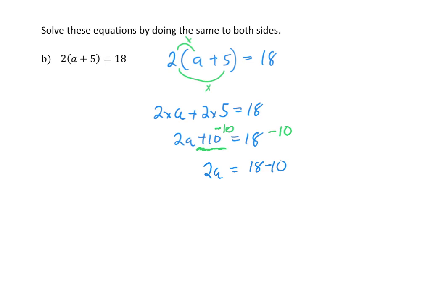At the moment, I'm multiplying a by 2. So the opposite is to divide by 2. Again, I need to do it to both sides. So my equation becomes a is equal to 8 divided by 2. So a is equal to 4. That is an example of how we can solve an unknown variable within a linear equation.